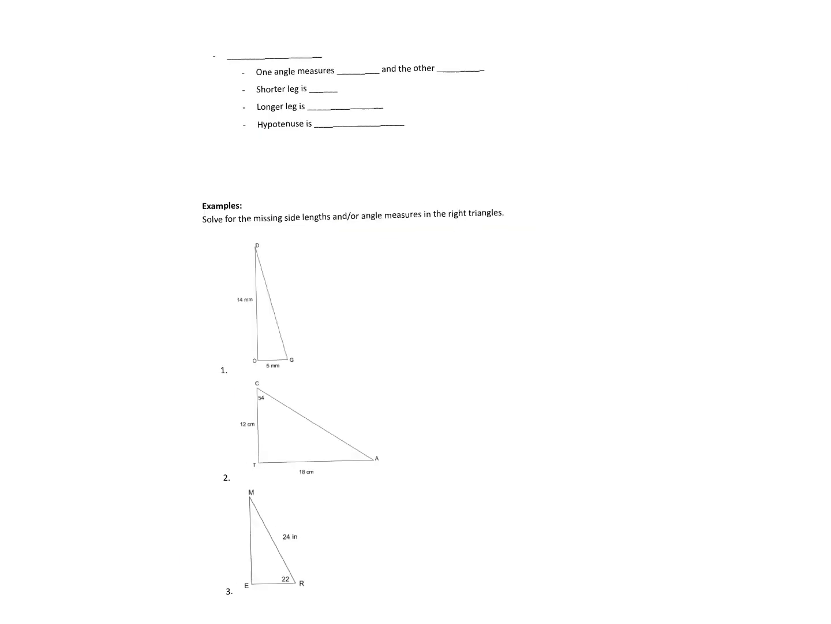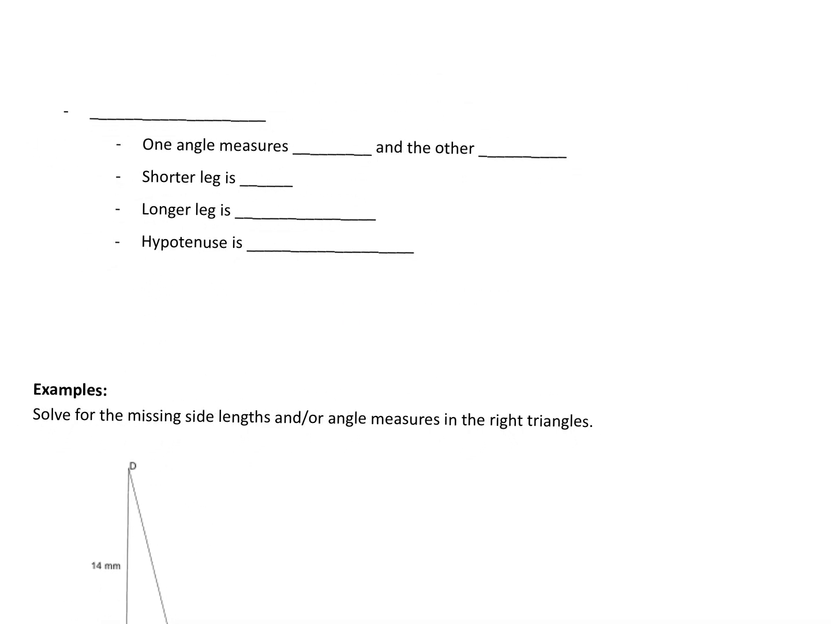The other special right triangle is called a 30-60-90 special right triangle. That's where one angle measures 30 degrees and the other measures 60 degrees. Obviously, your right angle is your right angle. Your shorter leg is denoted by x. Your longer leg is x times square root 3, and your hypotenuse is 2x. So the 30-60-90 is a little bit more of a difficult special right triangle, but it still has a relationship.